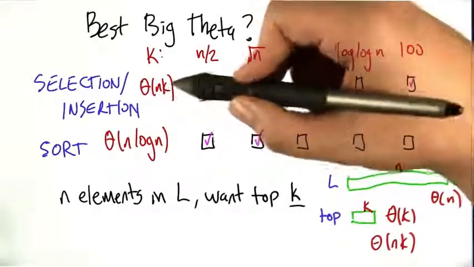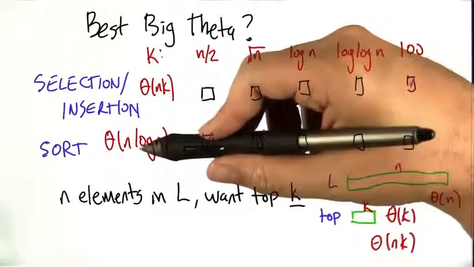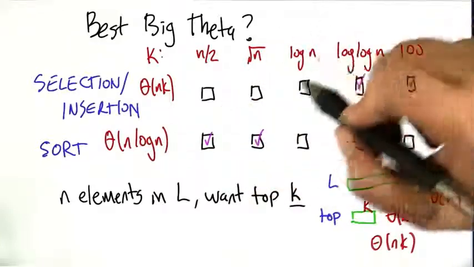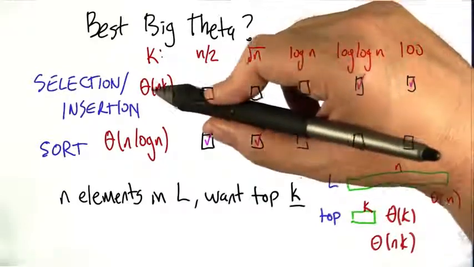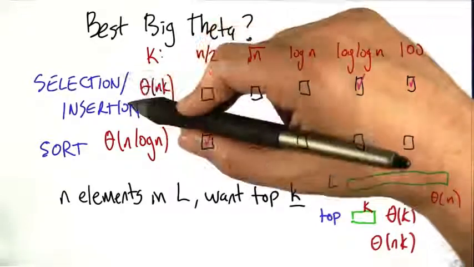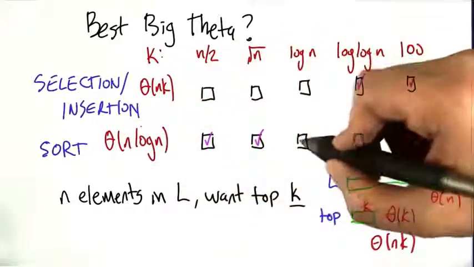We end up with n times log n, which is better than n log n. And finally, and this I guess should be kind of obvious at this point, if we substitute log n in for k, we have n log n for selection and insertion, but we also have n log n for sorting. So these are actually the same.